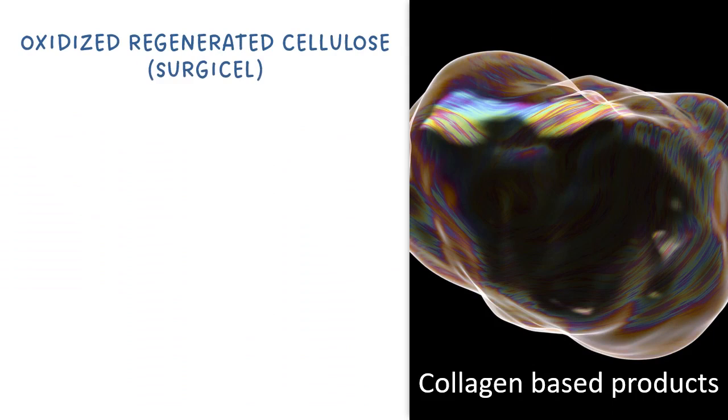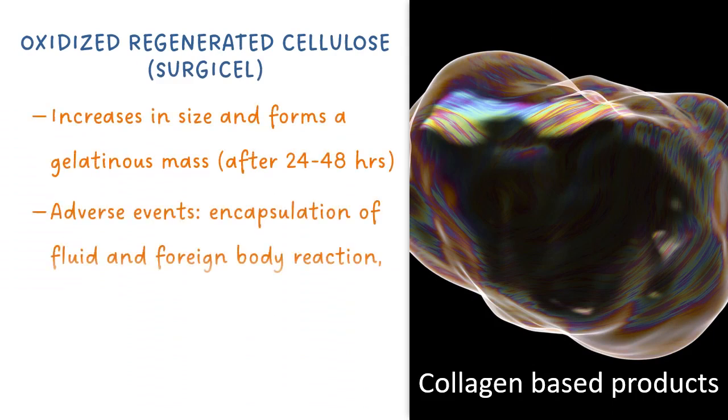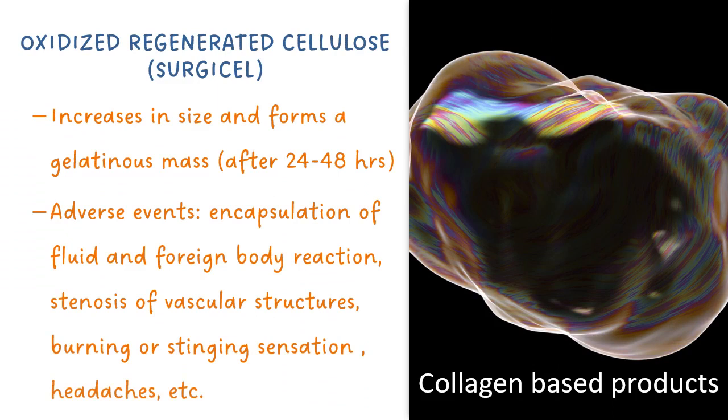The other collagen-based product is oxidized regenerated cellulose, the commercial name of which is Surgicel, and this reacts with blood. It increases in size when in contact and forms a gelatinous mass after around 24 to 48 hours and promotes clot formation. The potential adverse events with the Surgicel are encapsulation of the fluid and foreign body reaction. There might be stenosis of the vascular structure. There might be burning or stinging sensation, and it is also known to cause headaches.